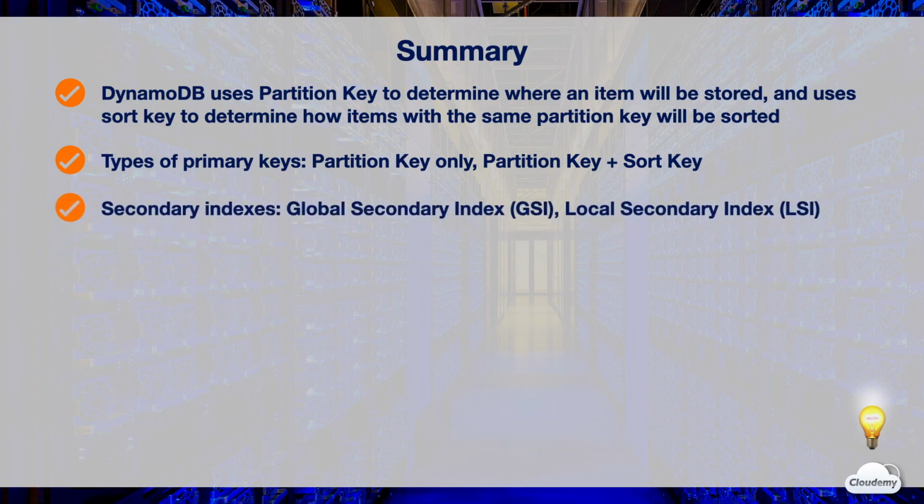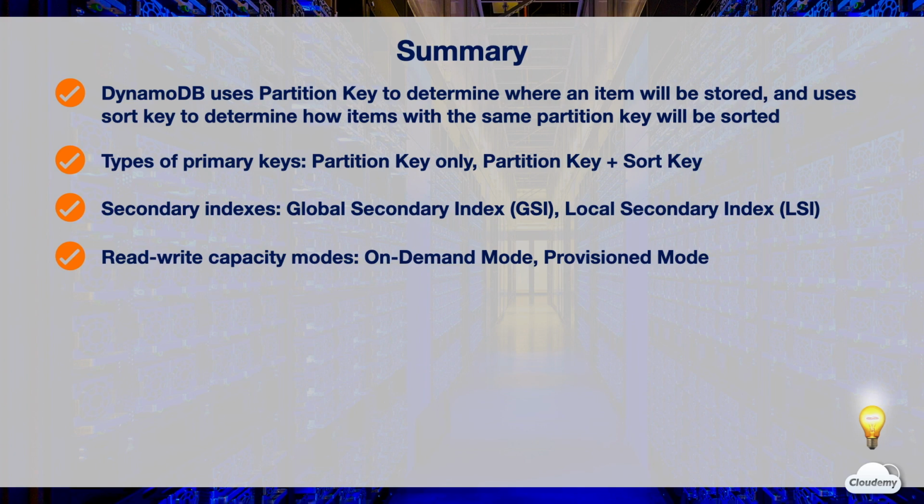A secondary index is a data structure that contains a subset of attributes from a table. The secondary indexes can help you efficiently access data by retrieving only a subset of attributes. DynamoDB supports two types of secondary indexes, global secondary index and local secondary index.